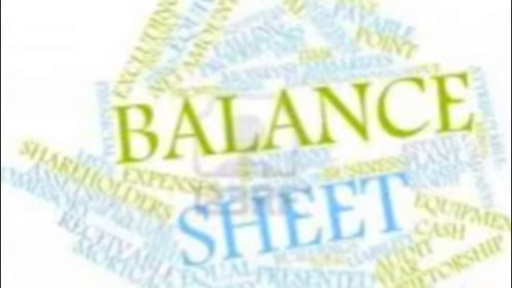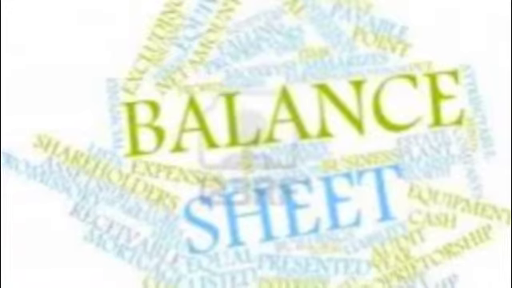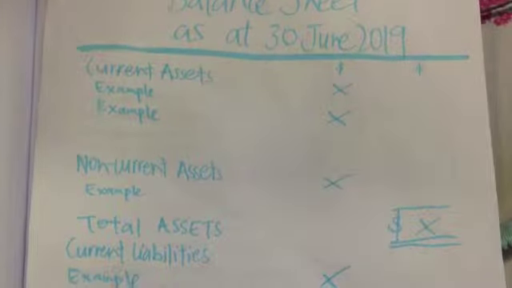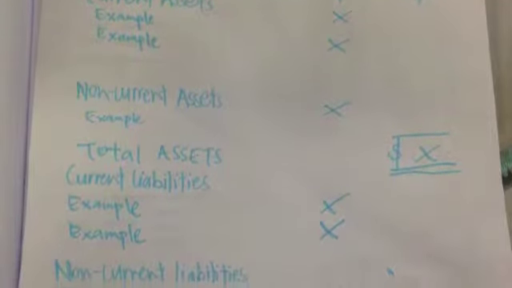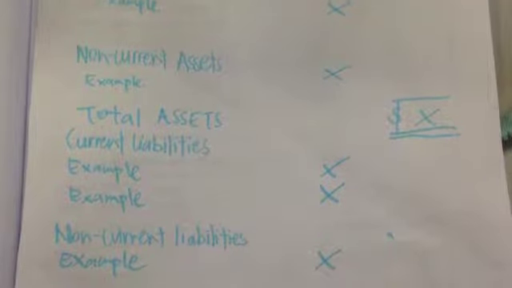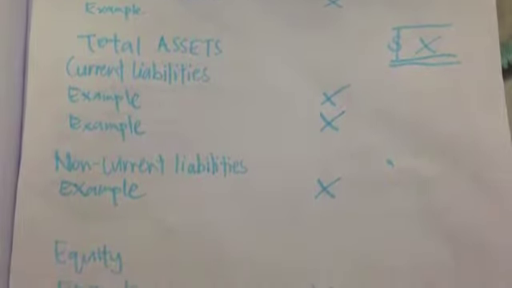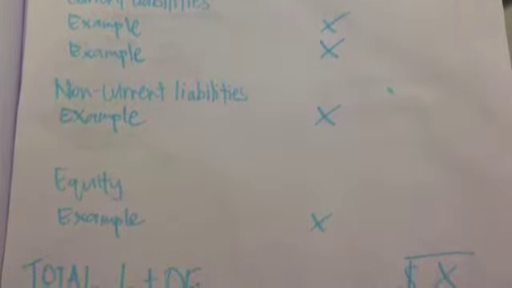Now that you understand what assets, liabilities, and equity are, I will now teach you how to record them into a balance sheet. This is the basic format of a balance sheet. In a balance sheet, there are 5 main headings. Firstly, current assets, followed by non-current assets, current liabilities, non-current liabilities, and finally, equity.